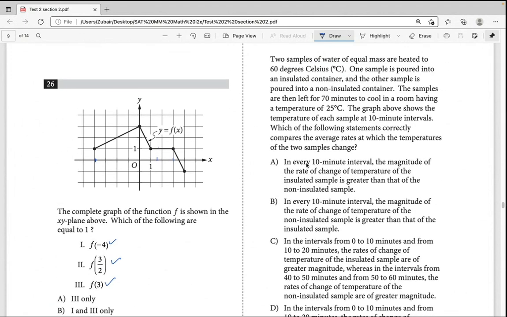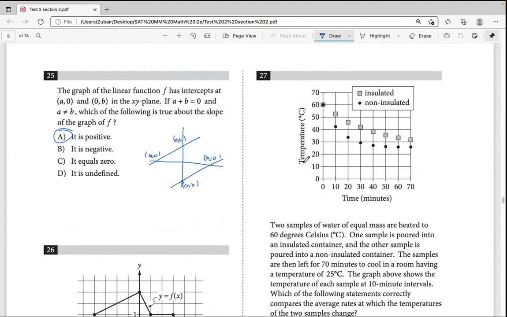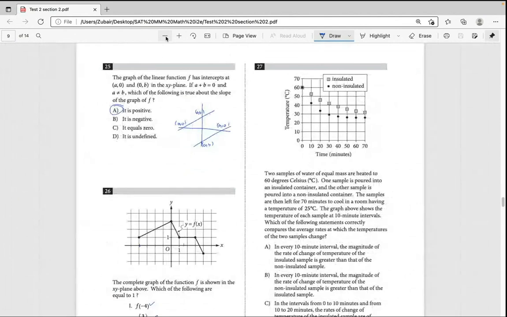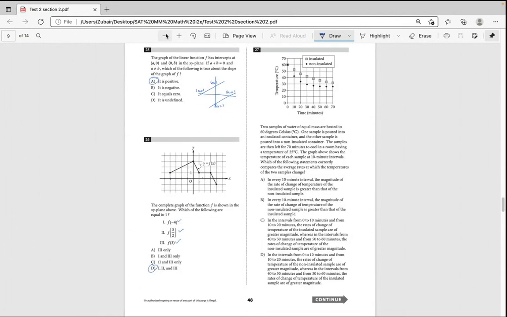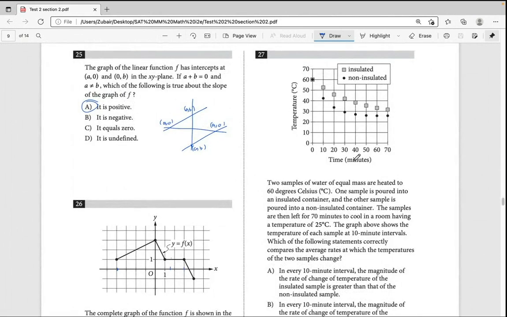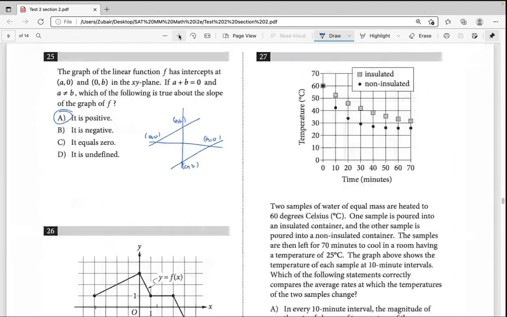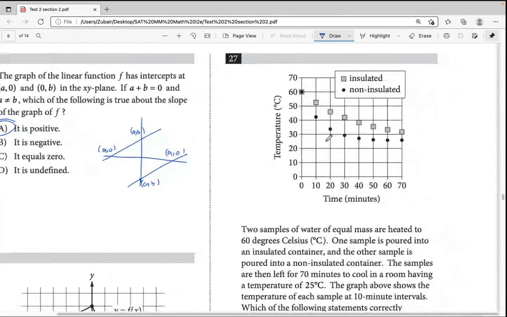Oh my God, what's that? I think this is examiner's thesis, question 27. Oh my God, what is that, sir? I thought we were doing math, not English. Okay, let's do it. Don't give up.